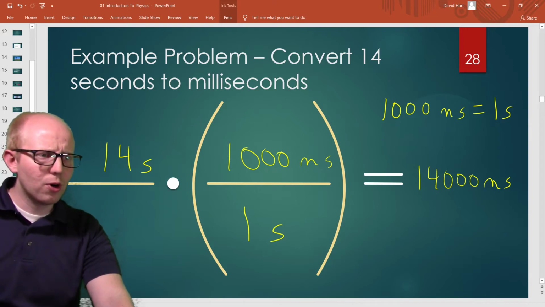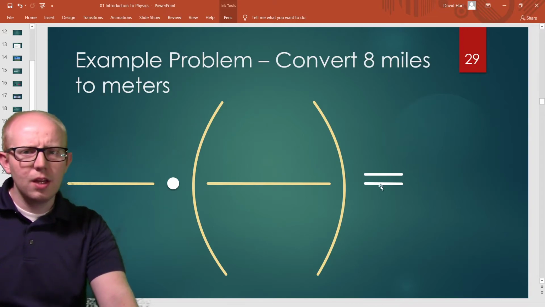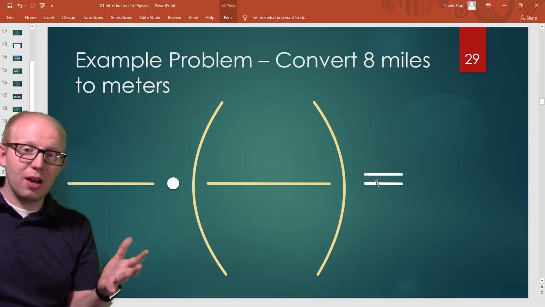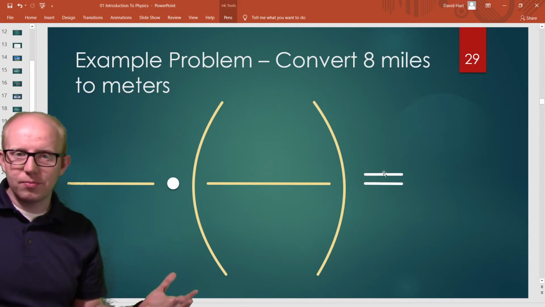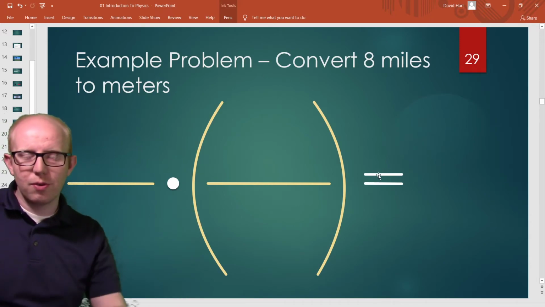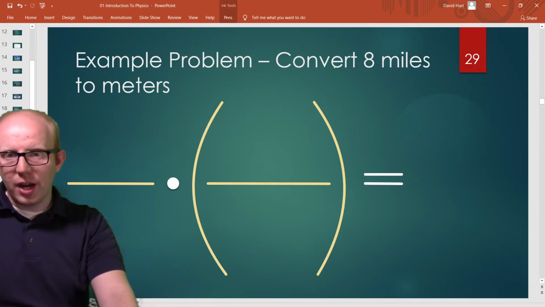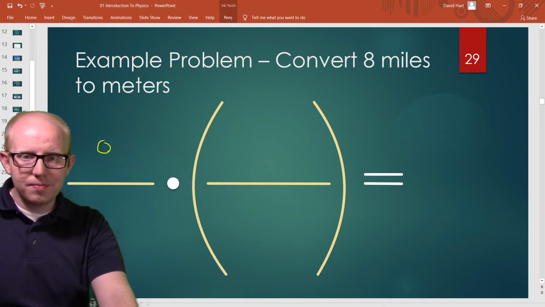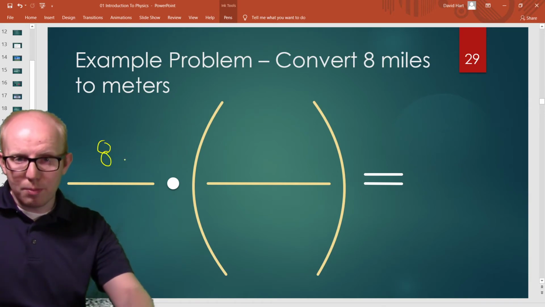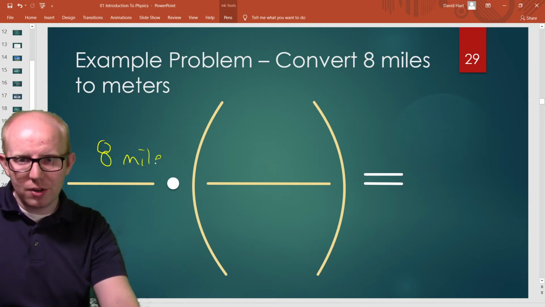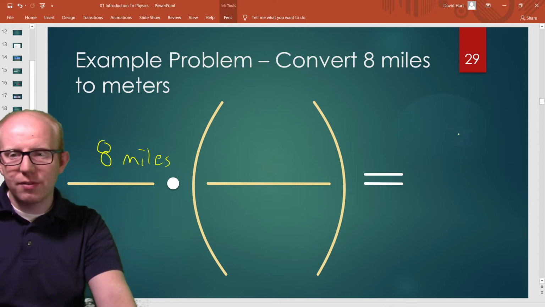All right, let's do one more. And in this case, we've been doing a lot of metric to metric. Let's do an English customary unit to metric. Let's go from miles to meters. Okay, so convert 8 miles to meters. And again, if you put 8 miles in the top left to start, you always start with what you have in the top left.